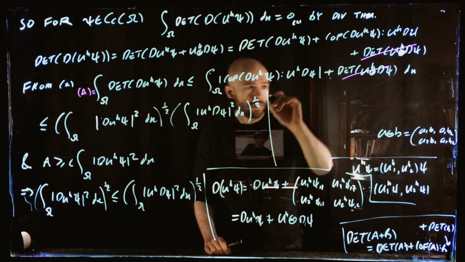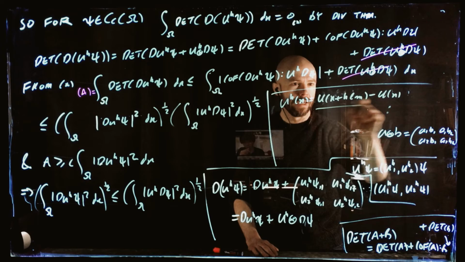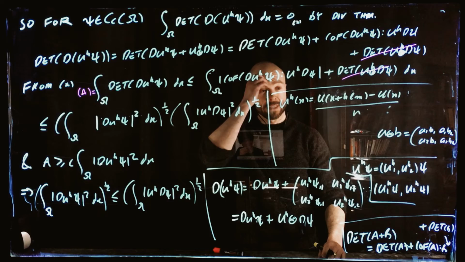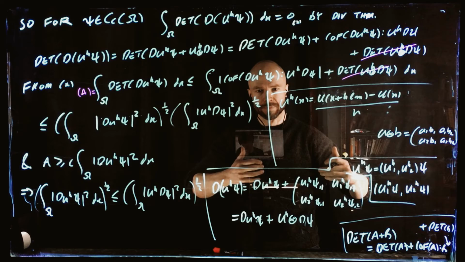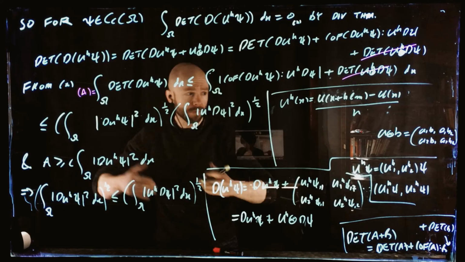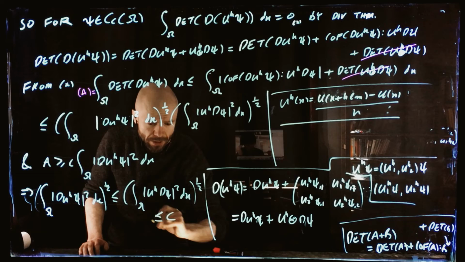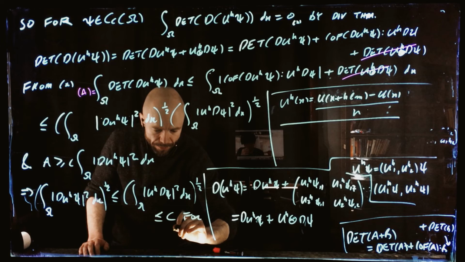The point is that this thing is u of x plus h e_m minus u of x over h. This was our difference quotient we took, and since u is Lipschitz, this guy is uniformly bounded. So on the right hand side, we have something that's uniformly bounded. On the left hand side, we have that the difference quotients of the gradients are going to be uniformly bounded in L2. So then this thing is less than C for all small h.